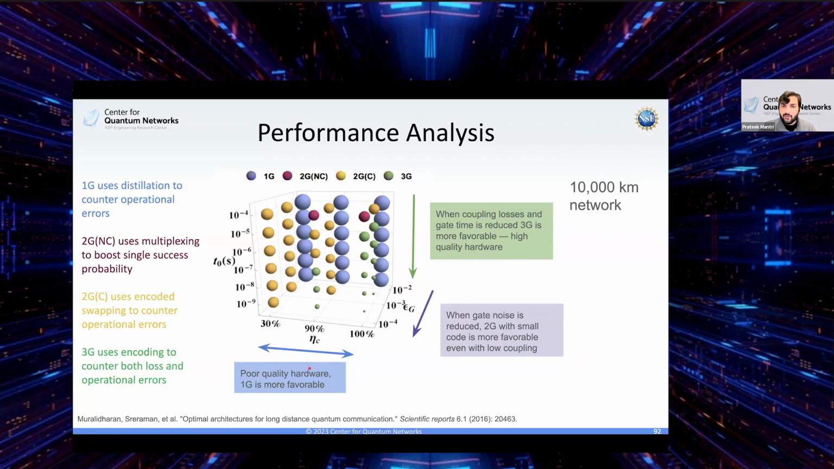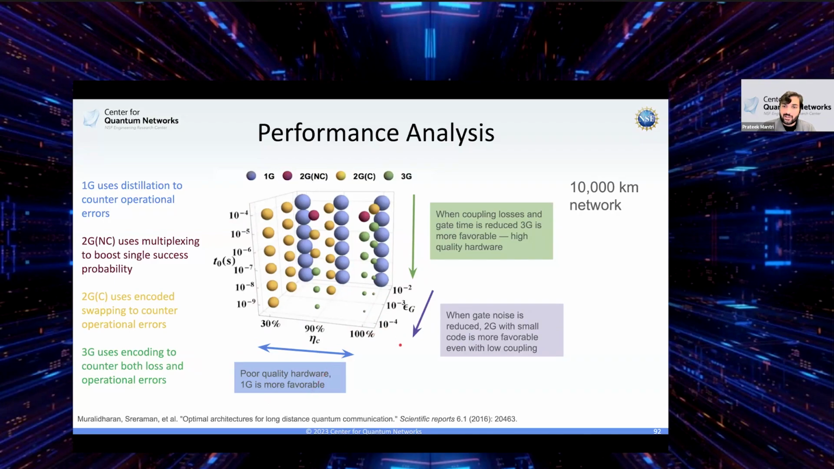errors. From this performance analysis, which is for a 10,000 kilometer network, we have on this axis gate times going from 10 raised to the power minus 4 seconds all the way to a nanosecond. We have eta C, which is the coupling efficiency, going from 30% all the way to 100%. And then we have gate errors ranging from 1% to 0.01%. And what we see is that if we only have access to very poor quality hardware, the 1G is more favorable.